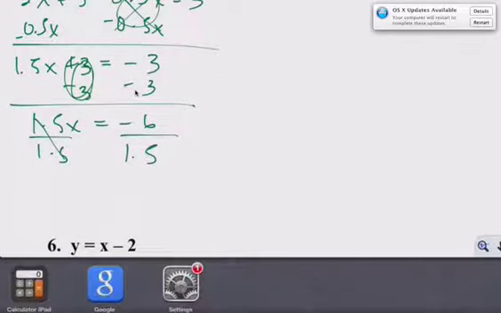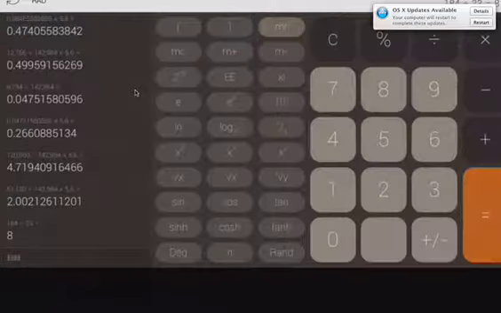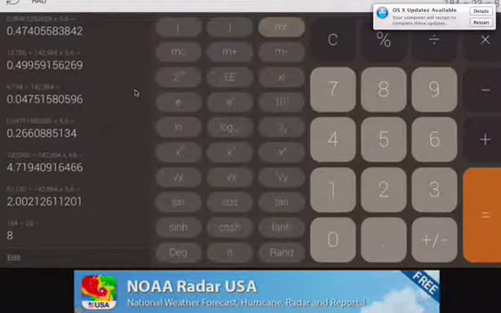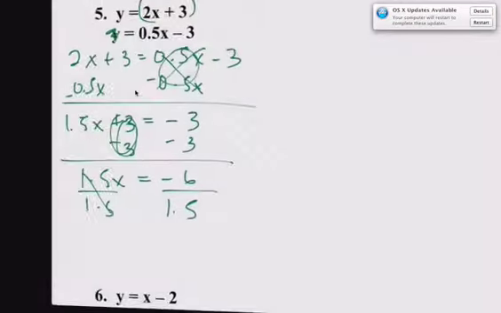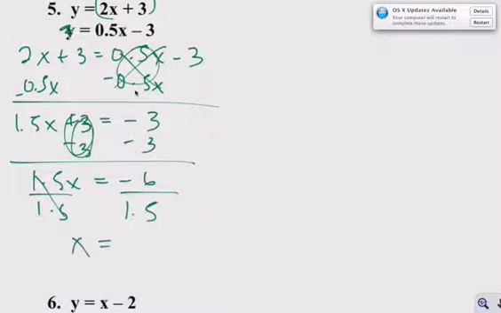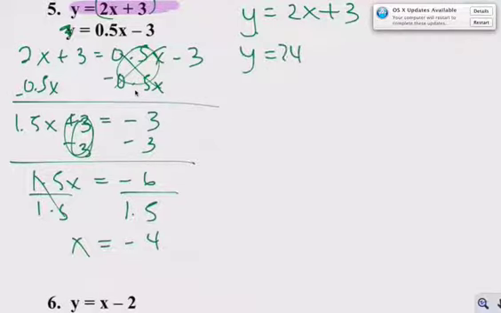Use your calculator. Negative 6, where's the negative sign in here? Well, 6 divided by 1.5 equals 4. So my answer is negative 4. X equals negative 4. So if x is negative 4, I'm going to use the first one because there's no decimal. Y equals 2x plus 3. Y equals 2 times negative 4 plus 3.